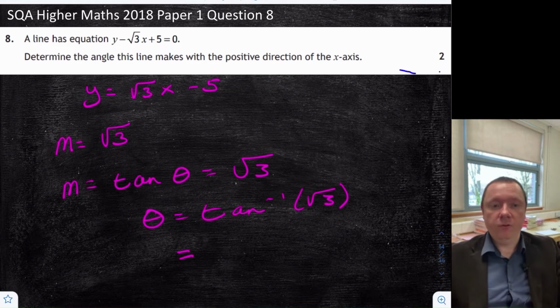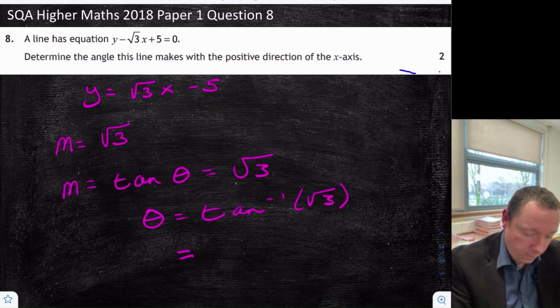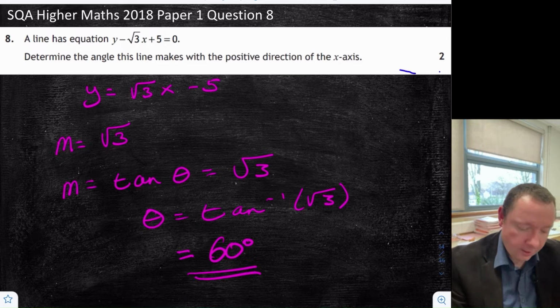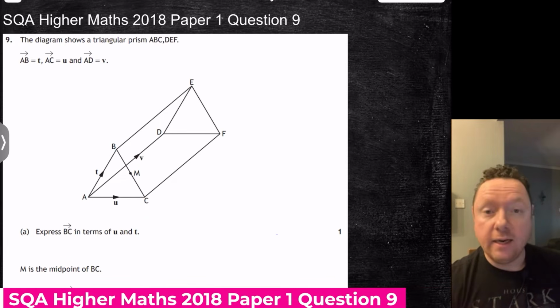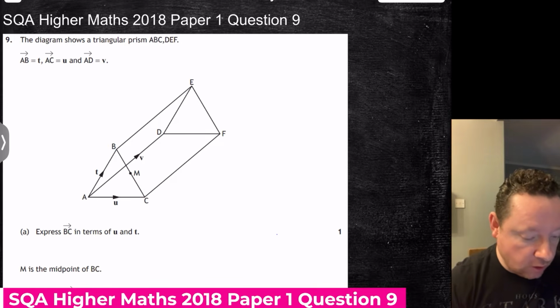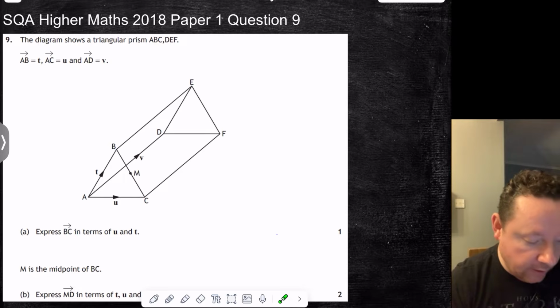The inverse tan of root 3 is 60 degrees, or pi over 3, and we're done there. It's an exact value. XB Maths 2018, Paper 1, Question 9 on vector pathways. It shows us a triangular prism, and it tells us some of the vectors. It says A to B is t, A to C is u, and A to D is v. Express B to C in terms of u and t.